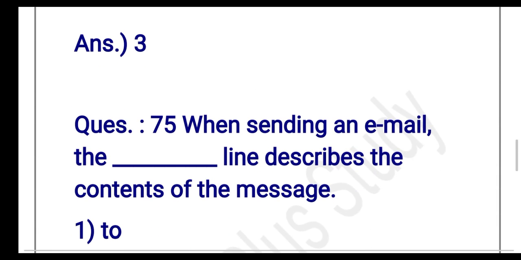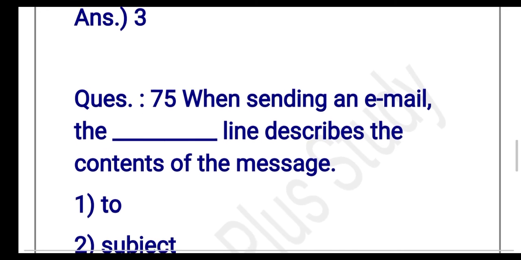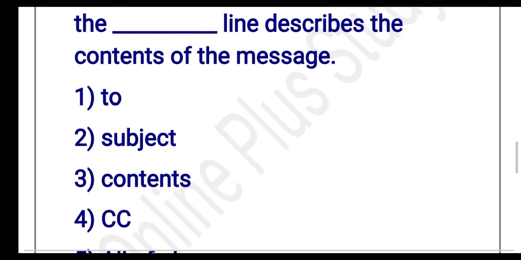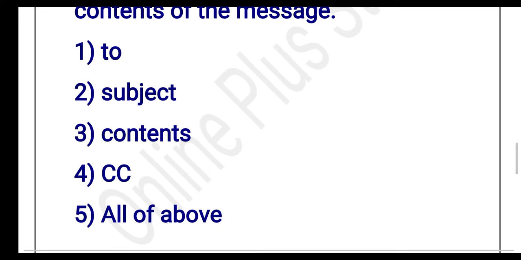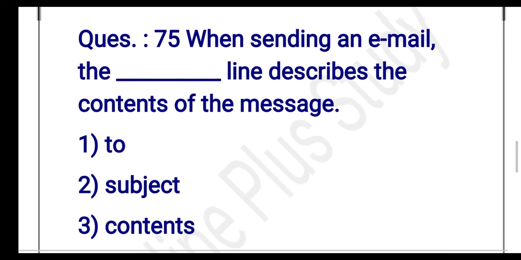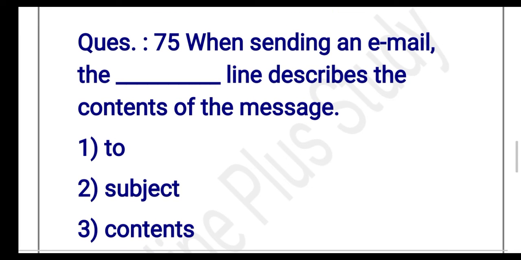Question number 75 is, when sending an email, the dash line describes the contents of the message. Options are 1, to, 2, subject, 3, contents, 4, CC, all of the above. So its answer is option number 2, subject.